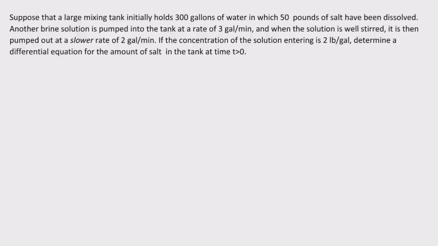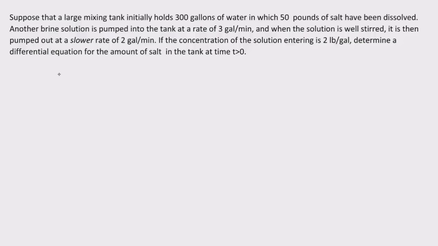Suppose a large mixing tank initially holds 300 gallons of water in which 50 pounds of salt have been dissolved. Another brine solution is pumped into the tank at a rate of 3 gallons per minute. When the solution is well stirred, it is then pumped out at a slower rate of 2 gallons per minute. The concentration of the solution entering is 2 pounds per gallon. Determine a differential equation for the amount of salt in the tank at time t.